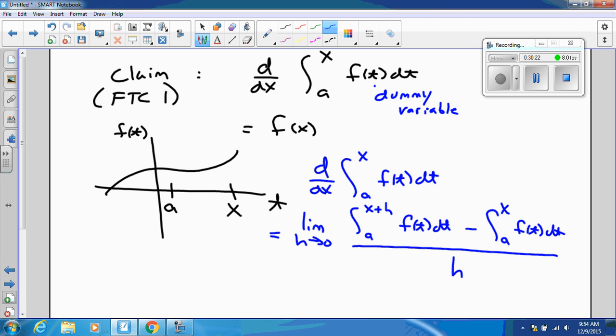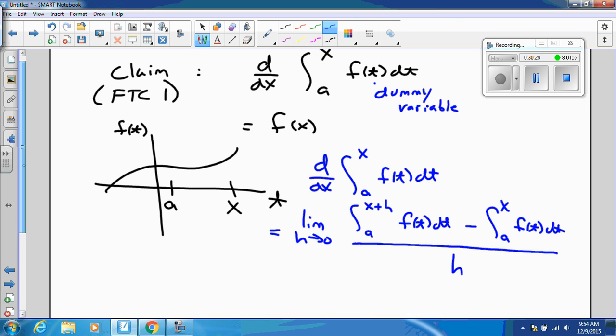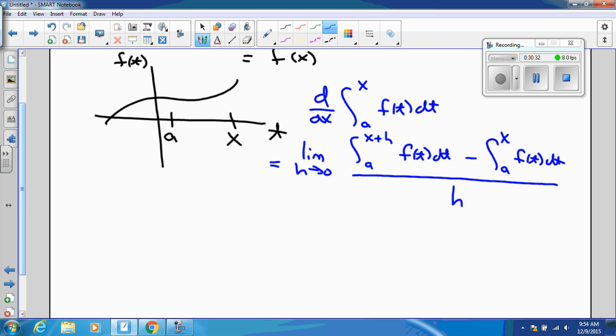So what I'm doing is evaluating my accumulator at x plus h, evaluating at x, and subtracting all of that over h. And now we wonder, can I possibly simplify this at all? Well, I can, because whether h is on this side or this side, it doesn't really matter, but I can rewrite this guy as the integral from a to x plus the integral from x to x plus h.